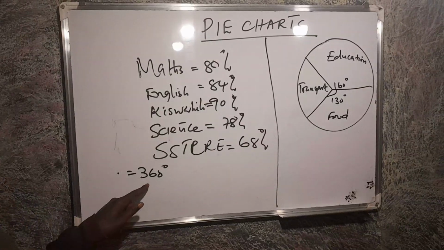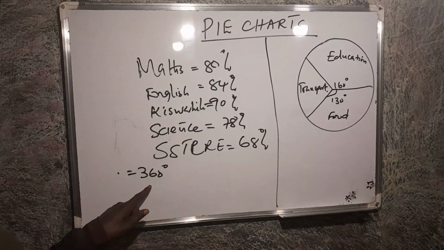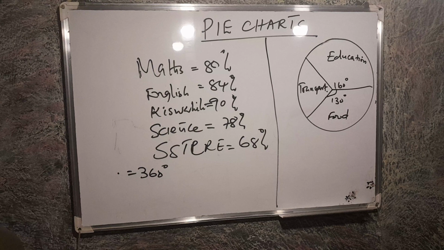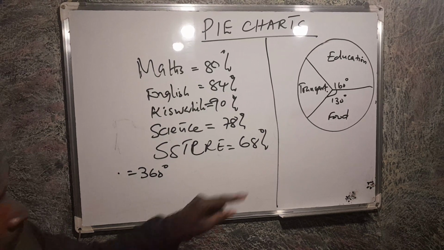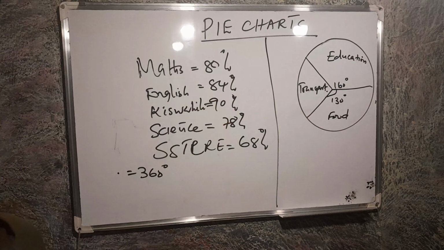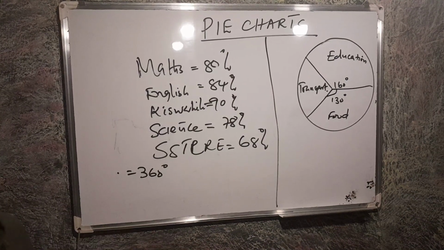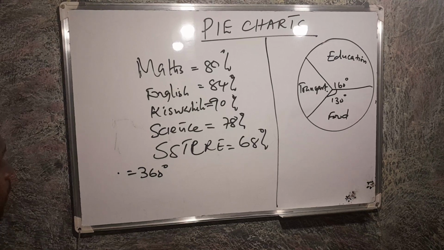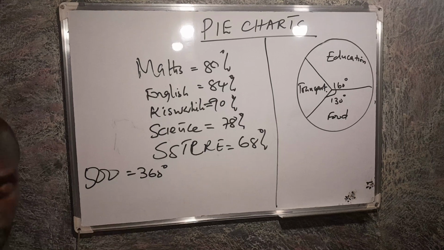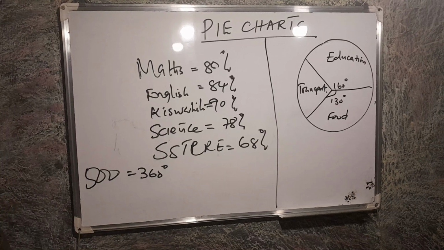So 360 degrees will be represented by not 100. 100, how? It will be 100 plus 100 plus 100 plus 100 plus 100. Simple. You cannot say 100 is equal to that. So the total marks is what? 500. So total marks would be equal to 360 degrees. Simple.